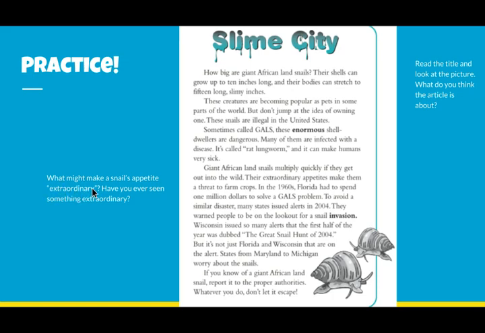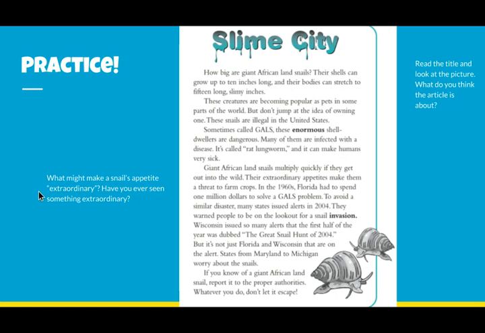So extraordinary. If I'm thinking about my roots, I know that extra means more than, all right? And then ordinary means kind of regular. So more than regular. So when I put this together, I can infer that the word extraordinary means more than normal, okay? So more than what would be seen as regular. So what would make a snail's appetite more than normal? So what would make it seem bigger than a regular snail's appetite?